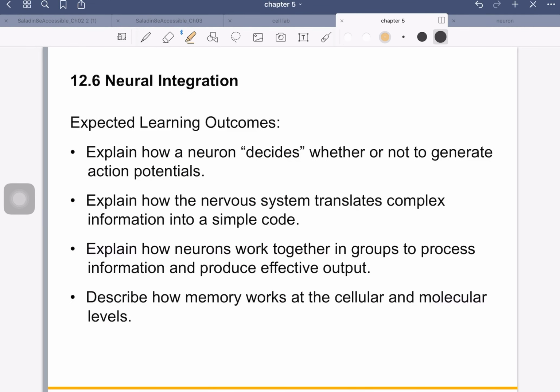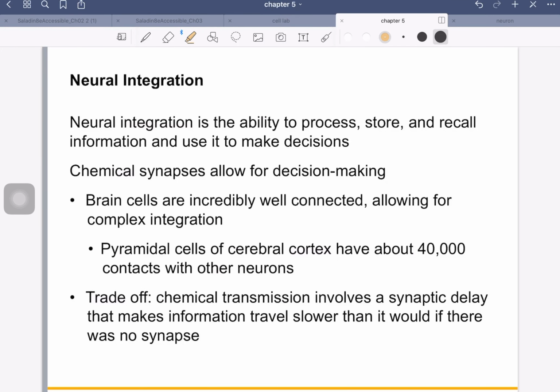Now, we're going to talk a bit about neural integration, and neural integration is basically the ability to process, store, and recall information, and this is really at the heart of how we make decisions, either consciously or unconsciously, for certain things to happen in the body. And just a reminder that brain cells are very well connected, allowing for real complex integration. For an example, one group of cells, the pyramidal cells, of the cerebral cortex have about 40,000 contacts with other neurons, and that's a mind-boggling number. So there's a lot of integration that can occur there.